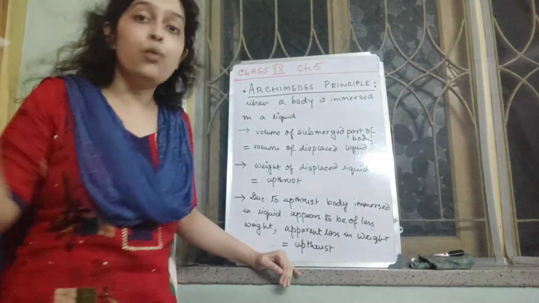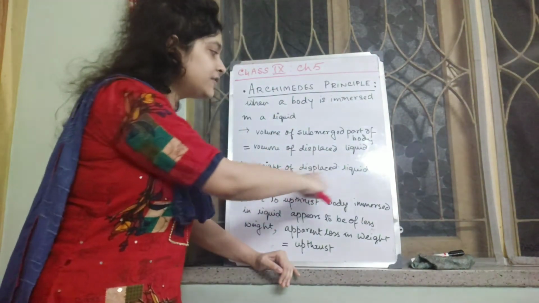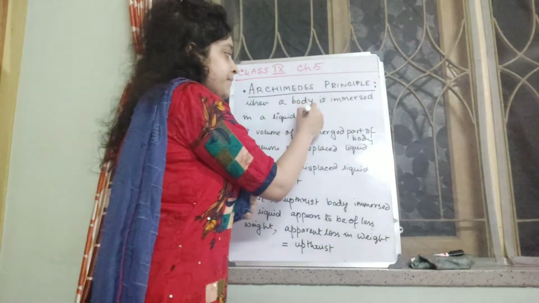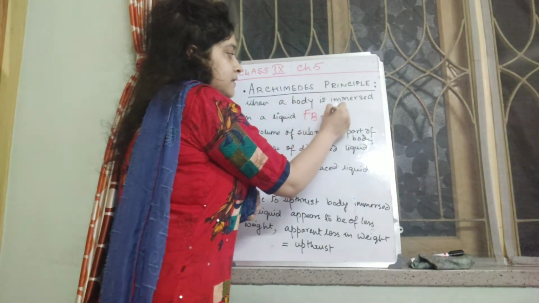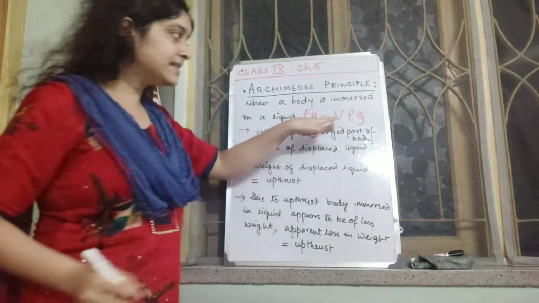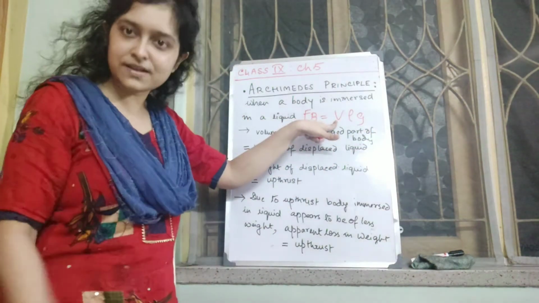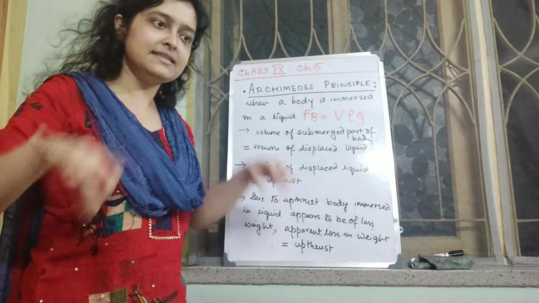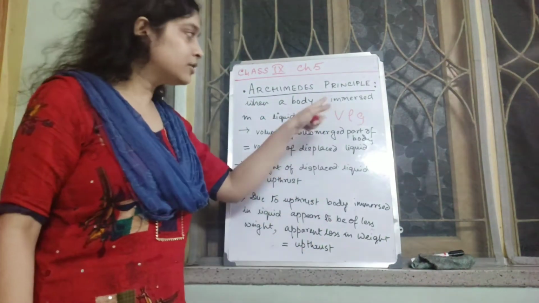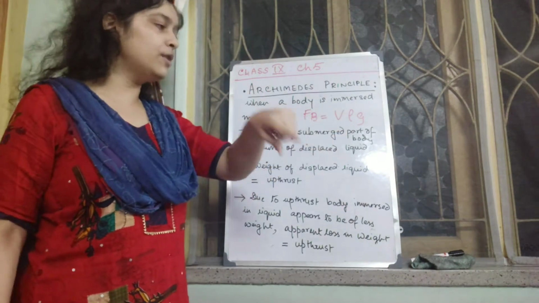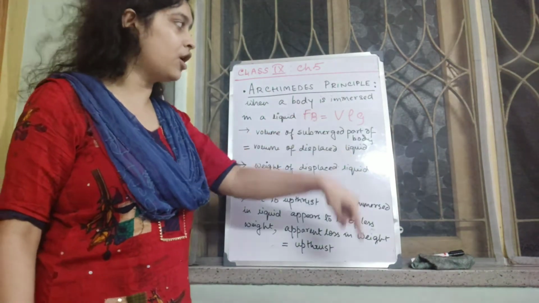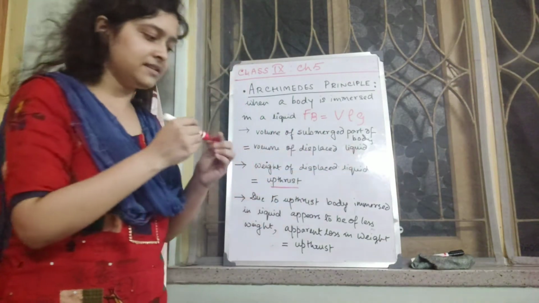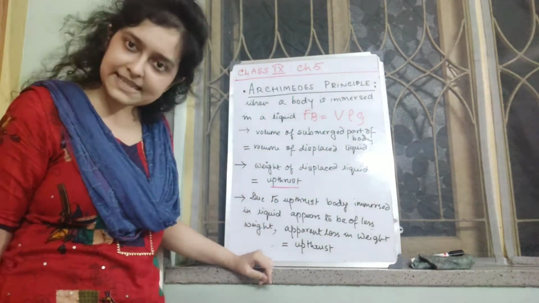Due to this, what have we got? Weight of the displaced liquid equals upthrust. Remember the equation? This was actually the volume of the cylinder which was immersed, right? But since it will displace the same volume of liquid, this is actually equal to the volume of the liquid displaced, and from there we got upthrust is equal to weight of the displaced liquid, right?